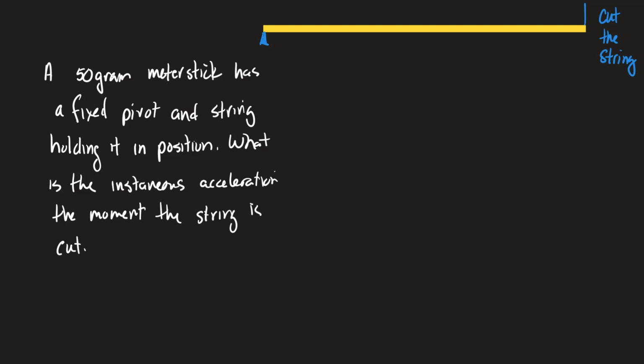So again, we have this meter stick, and it's connected as such. And we have a fixed pivot point on the left-hand side. That's where I was holding it. And there's a string attached to the right-hand side. We're going to cut it, and the instant it's cut, I'd like the angular acceleration of the meter stick.